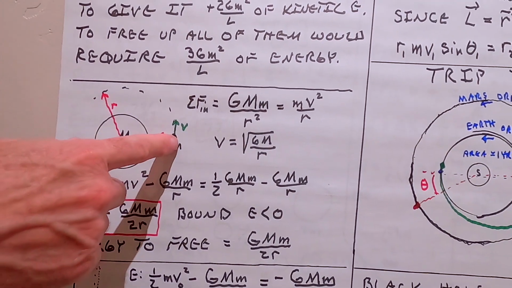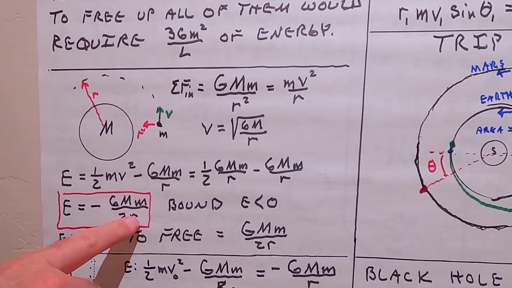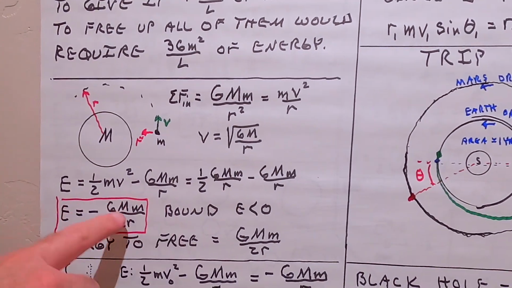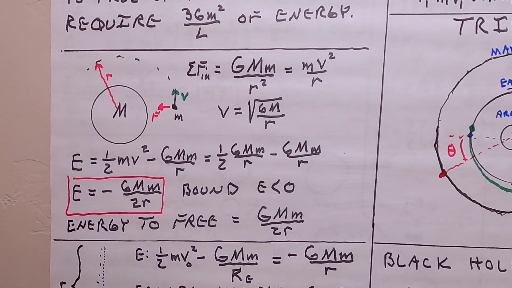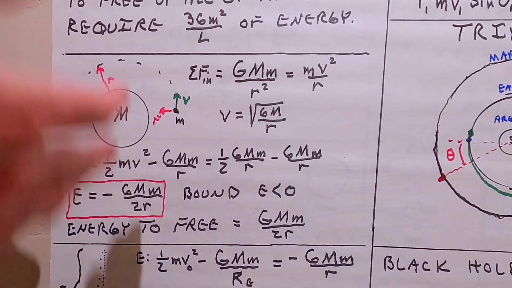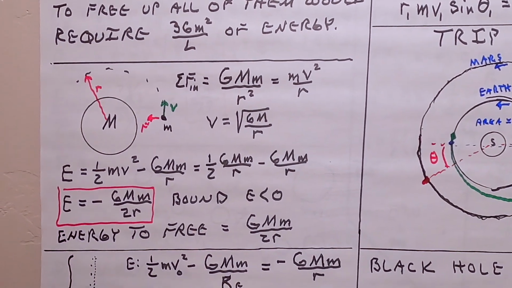Now, if I wanted to free that guy up right here, all I have to do is give him enough energy so his total energy is 0. So I'd have to give him positive this amount of energy. If I gave him positive this amount of energy, how could I do that? Make him go faster, give him some kinetic, then I could free him up right there.